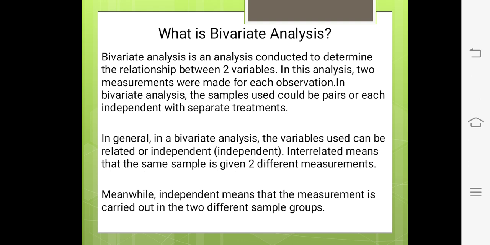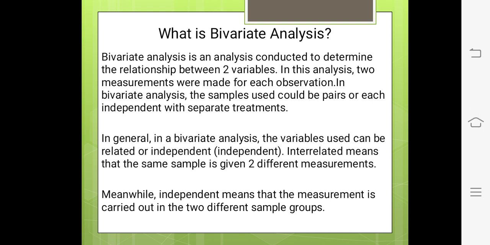What is bivariate analysis? Bivariate analysis is an analysis conducted to determine the relationship between two variables. In this analysis, two measurements are made for each observation. In bivariate analysis, the samples used could be pairs or each independent with separate treatments.